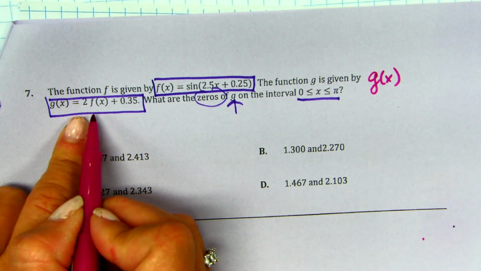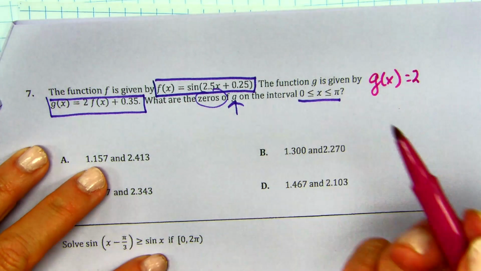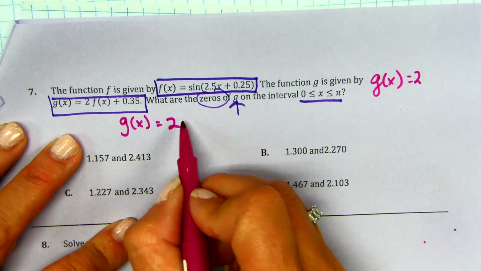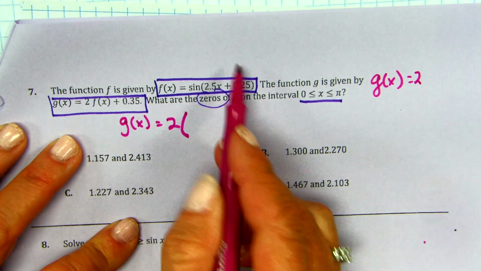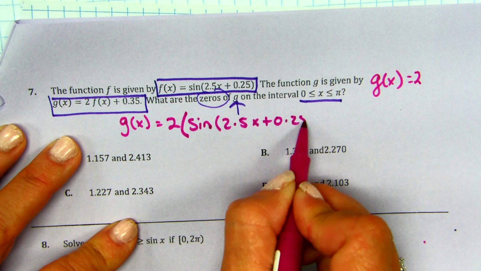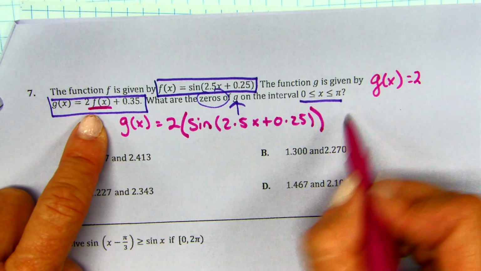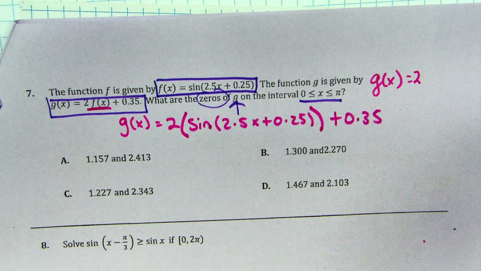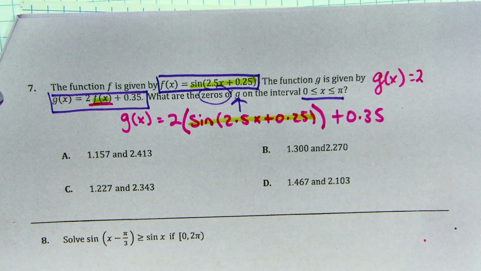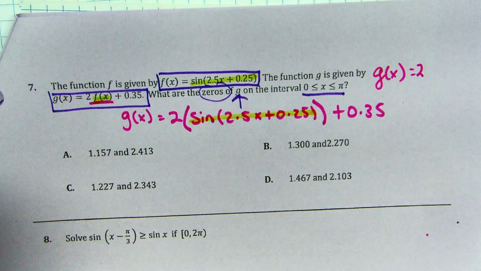Okay, so look, I have g is 2 times f of x. 2 times f of x. So I'm going to do 2. I always write right here and I never have enough room because I just write so good. Let me go here. G of x is 2, right, times f of x. F of x is right here: sine of 2.5x plus 0.25. Notice the double parentheses there. So that was this, plus 0.35. So f of x is all of this. You see, I just plugged it right into the equation. So I'm going to graph this and find the zeros.